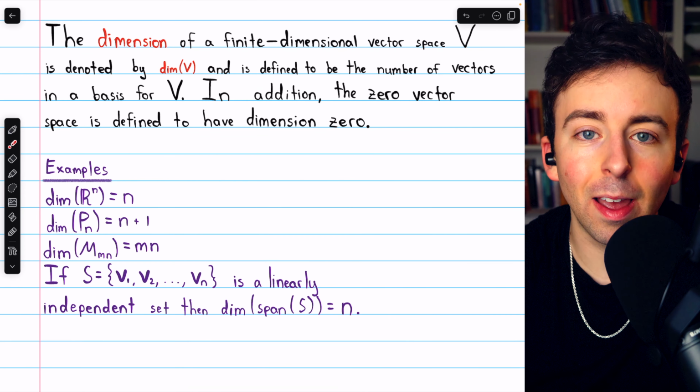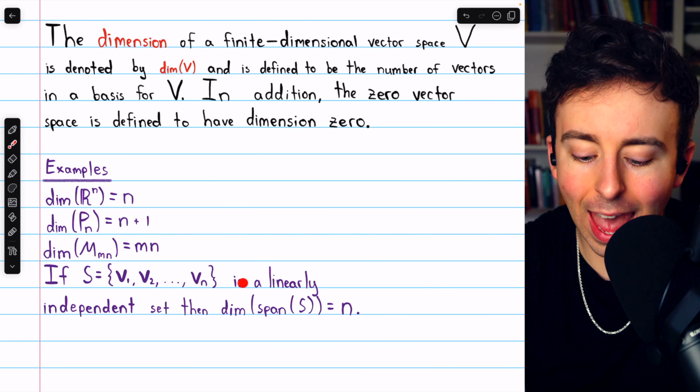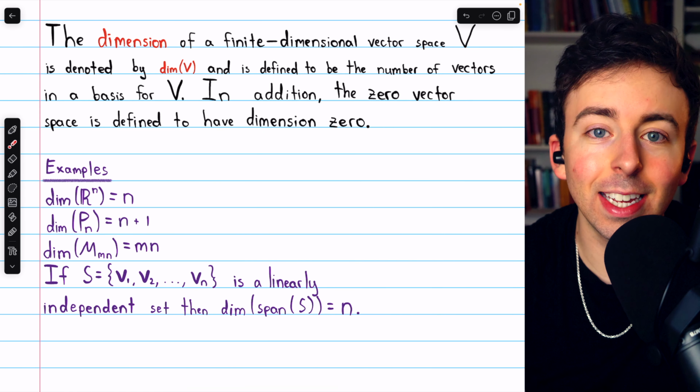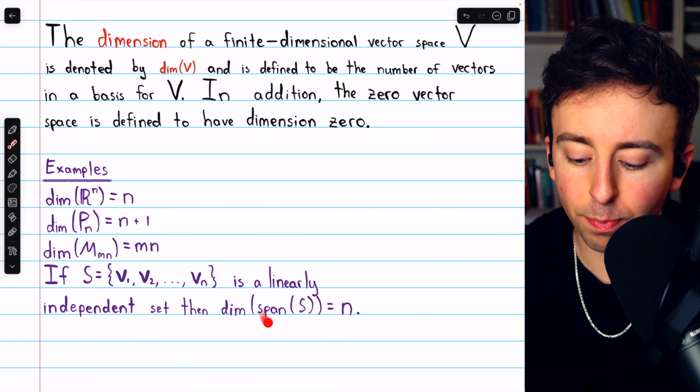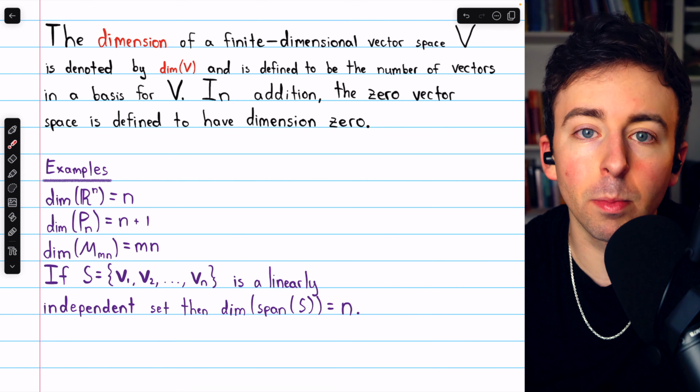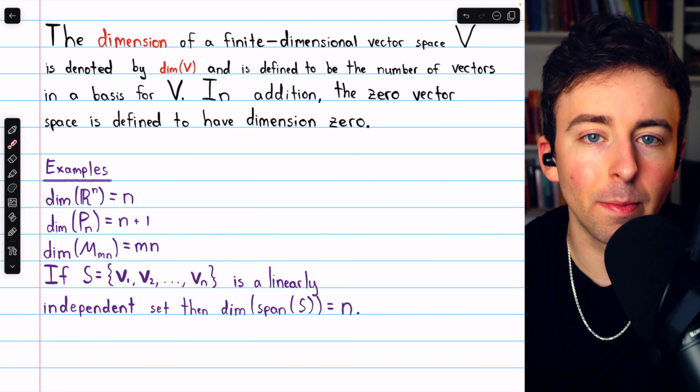One more general example. If we have a set of n linearly independent vectors, then certainly it's a basis for its span. And so the dimension of its span is n, the number of vectors in that linearly independent set.